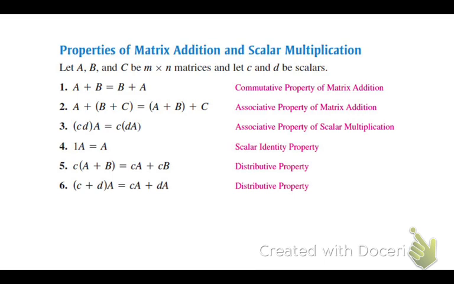Matrix multiplication by principle is not commutative. We have certain circumstances where it is. Scalar identity property is the next one. What is the one thing I can multiply everything by and get the same thing? 1. So if I multiply the matrix by 1, you get the same matrix. Distributive property. So C times the quantity A plus B is the same as CA plus CB. I can also take two scalars plus each other, so I can distribute a matrix over scalars or a scalar over matrices. That's what this is.